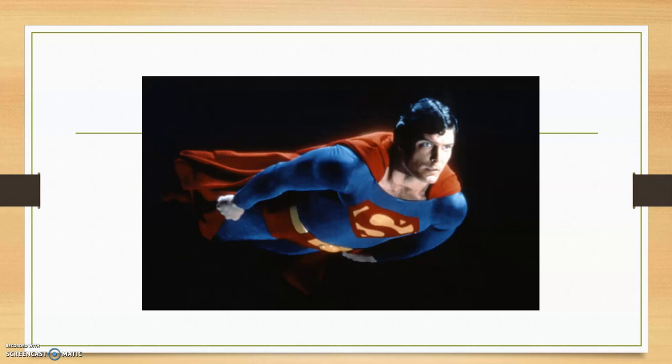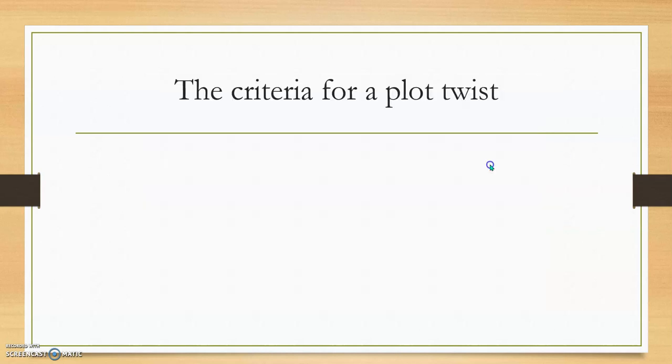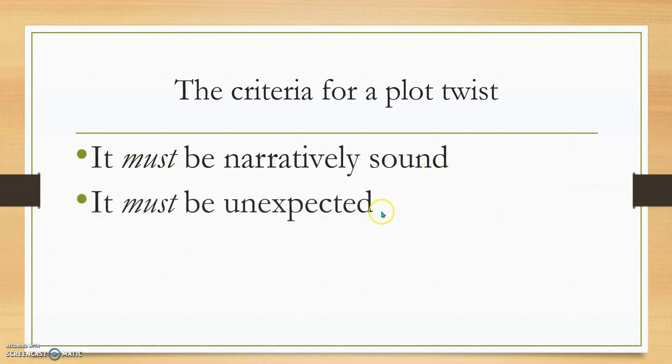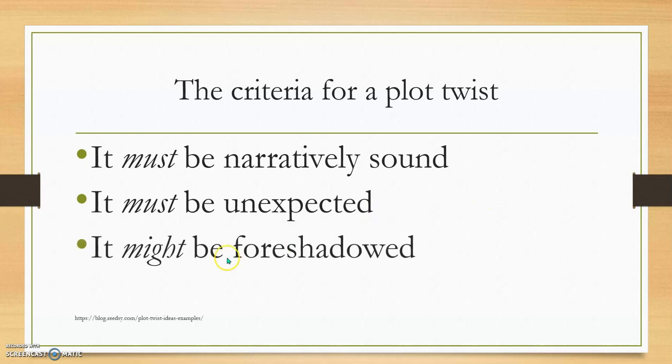And why doesn't he do this anytime something goes wrong? There's a lot of stuff that goes wrong. It just came out of the blue. It was like, isn't this cool, isn't it amazing he has this ability that we had no idea he could do? And isn't it convenient that he can do it to save the day? So, again, as a reminder, for a plot twist, it must be narratively sound. It must be unexpected, and it might be foreshadowed.